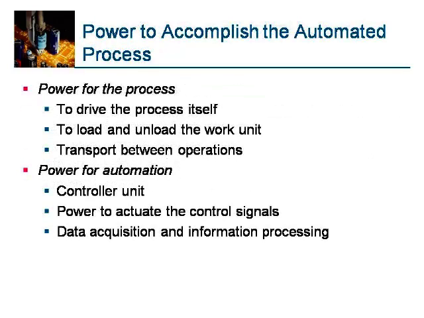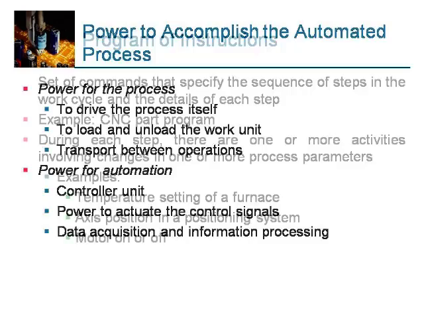Power to accomplish the automated processes includes power to drive the process itself, to load and unload the work unit, and to transport between the operations. Power for automation is the power required for the control unit, power to actuate the control signal, data acquisition and information processing.